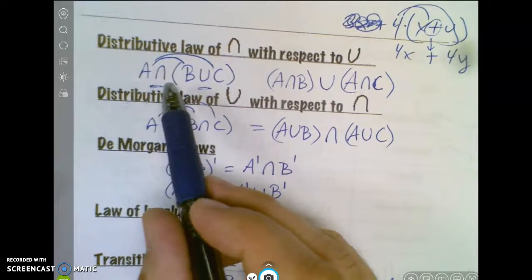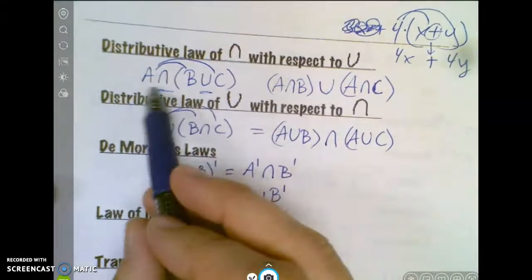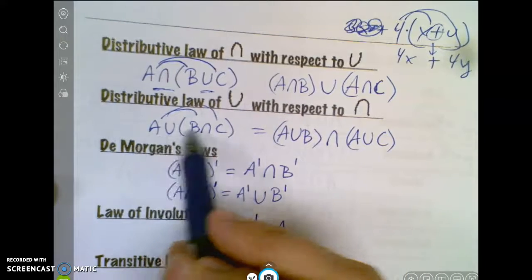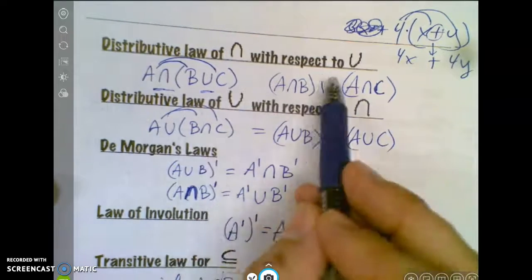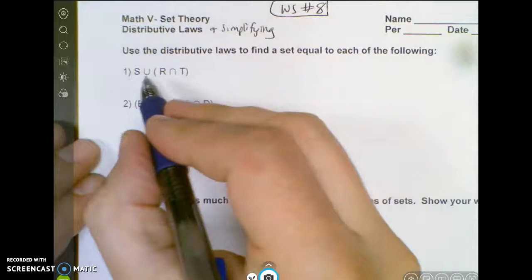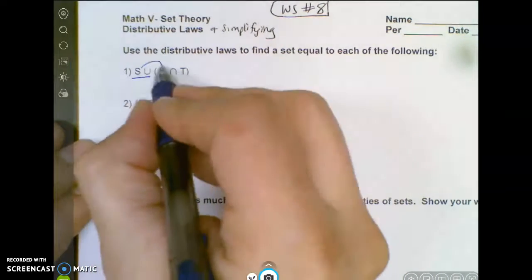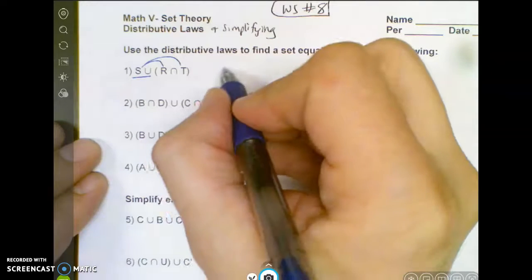If you have an intersect on the outside and a union inside, you can distribute it, but not just the A, the intersect comes with it, or vice versa. But what's kind of cool is it works backwards too. So let's start with the forwards. I have an S union outside and I have an intersect inside. So I know distributive law can work.